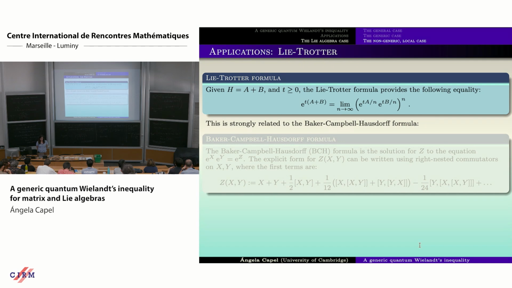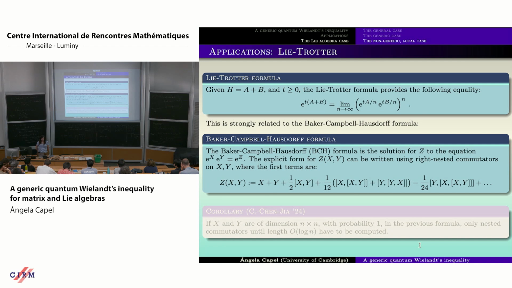The first one of them has to do with the Lie-Trotter formula. For the Lie-Trotter formula, which is this expression that I'm writing here, you can actually relate it with the Baker-Campbell-Hausdorff formula, which is this canonical way of expressing the exponential of a sum of two matrices into the products of the exponentials of the matrices.